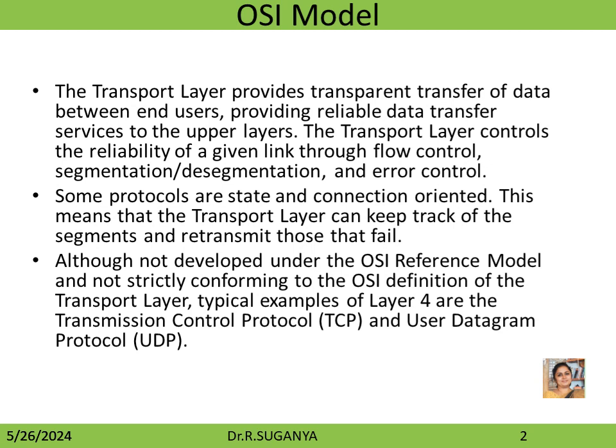Some protocols are state and connection oriented. This means that the transport layer can keep track of segments and retransmit those that fail. Although not developed under the OSI reference model and not strictly conforming to the OSI definition of the transport layer, typical examples of layer 4 are the Transmission Control Protocol and User Datagram Protocol.